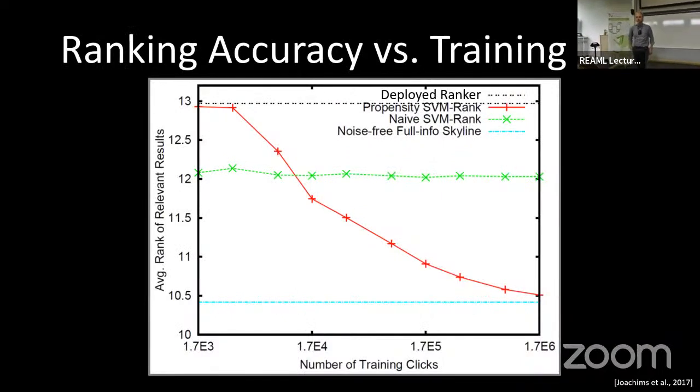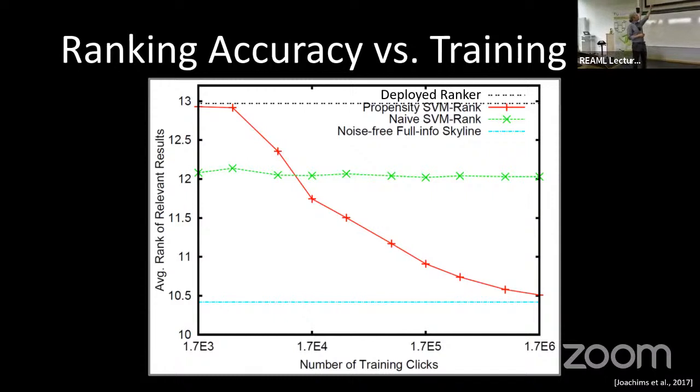So here's the typical behavior that you get. This is the number of training examples here. And up there, that black line, that's the logging policy that collected the clicks. And down on the bottom here, that's a supervised learning baseline. For our purposes here, it's as good as you can get. That's a ranking SVM that actually has access to all the full information data, not just the clicks.